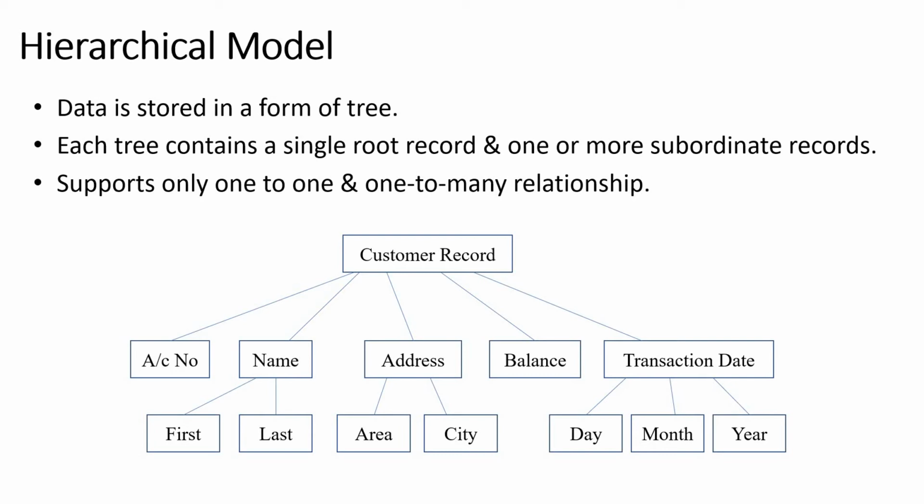This model supports sharing of data. Not only this, this model is very simple because of the parent-child relationship. Database security is also enforced here, and this will support only two different types of relationship, that is one-to-one and one-to-many relationship. Now let's see the disadvantages of this particular model.